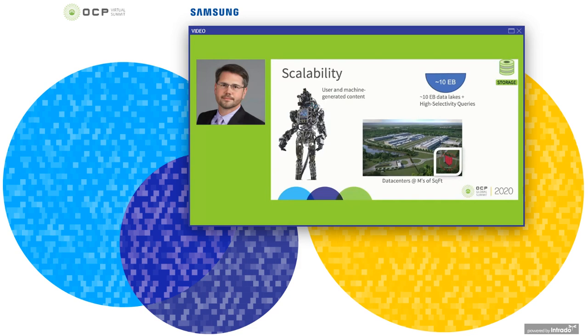Today's cloud scale is in the millions of servers. User-generated content continues to pour in. YouTube receives more than 500 hours of video every minute. And Facebook receives 350 million photos every day. And zettabytes of machine-generated content is expected to come.